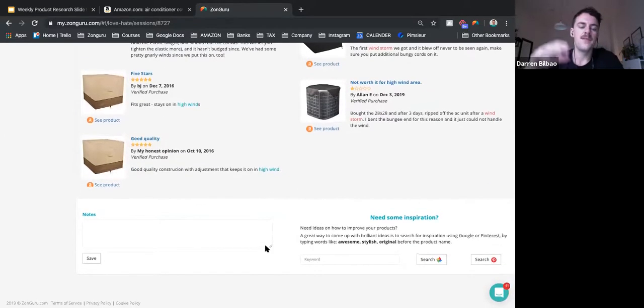And if you want some inspiration around how you could create a better product, what I would do is come into the keyword section, type in air conditioner cover, and then click Pinterest, and it'll take you to Pinterest and show you all really creative versions of an air conditioner cover.